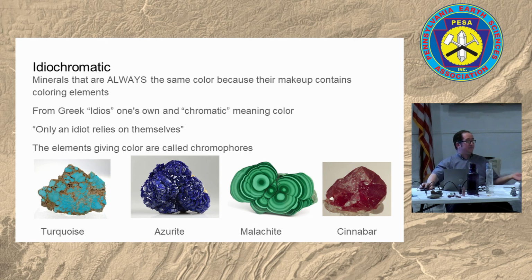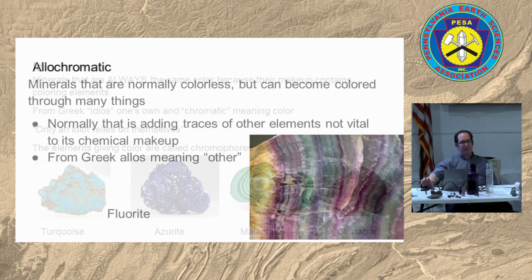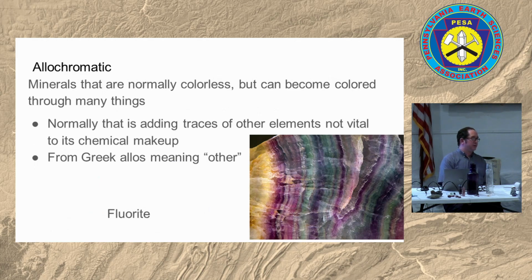On the other hand, if you're playing around the rest of the periodic table, those minerals are generally allochromatic. These are minerals that are normally colorless, but if you do certain things to them, like sprinkling in a little transition metal, you can make them colorful. So again, they're colored generally through trace elements, and allos is from Greek meaning other. And of course, my favorite mineral of all time, fluorite, is an allochromatic mineral. It's why it comes in a ridiculous amount of colors, because you just add a little bit of anything to it, and it gets a color.